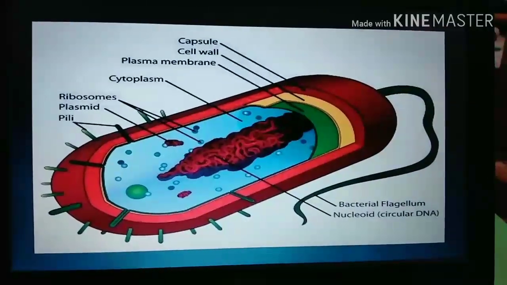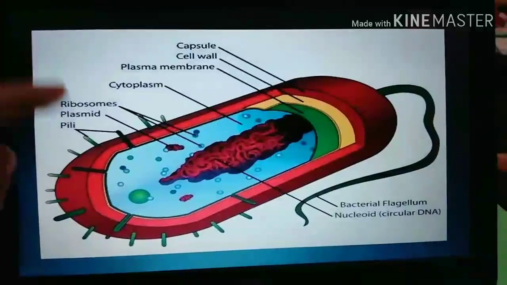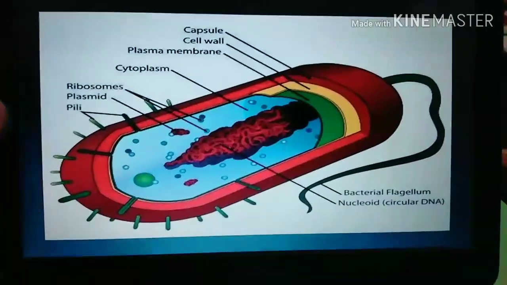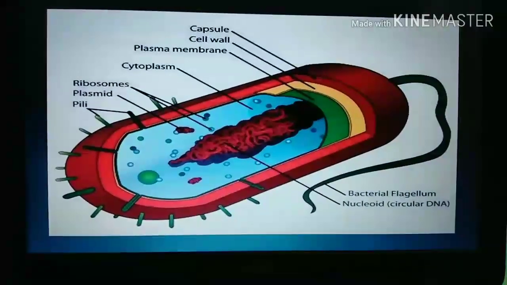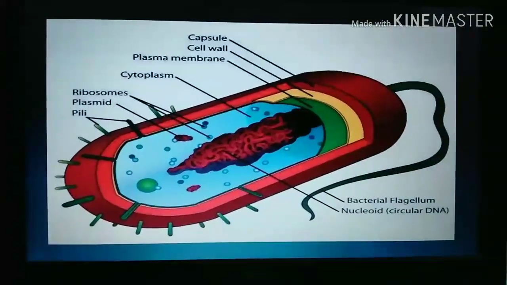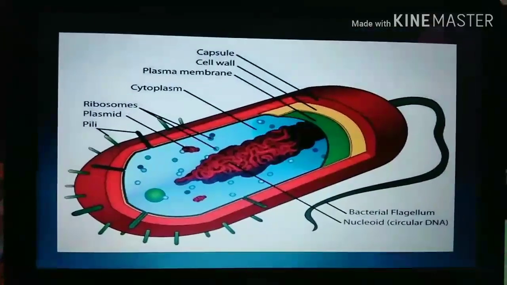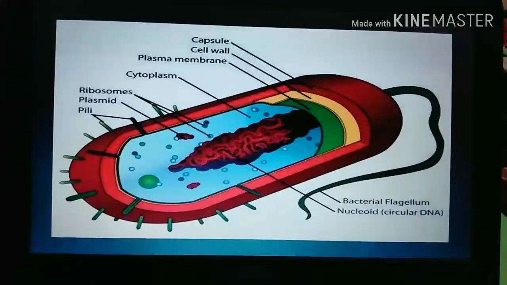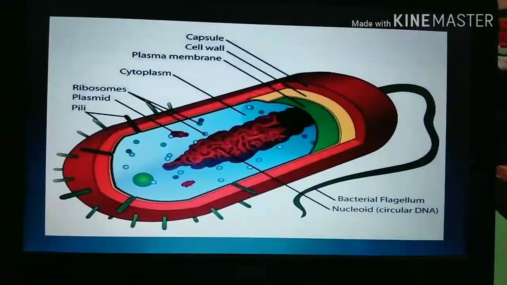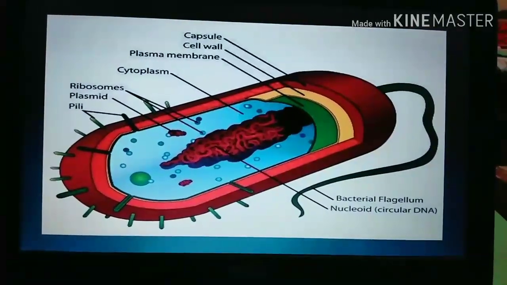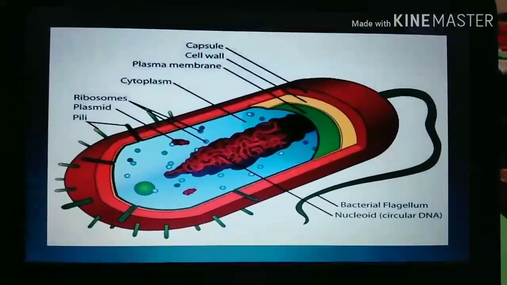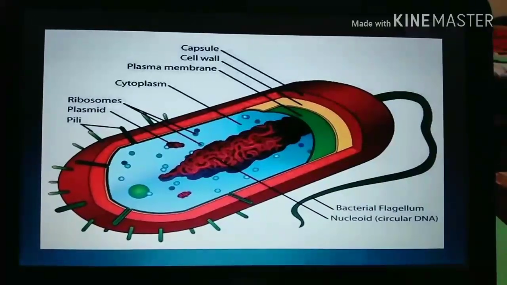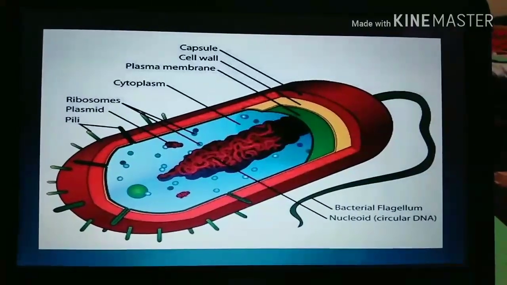So last is the pili. So this is the pili. Pili is the plural form and pilus is the singular form. It is a thin, rigid fiber made of protein. The primary function of pili is to attach a bacterial cell to specific surfaces or to other cells.